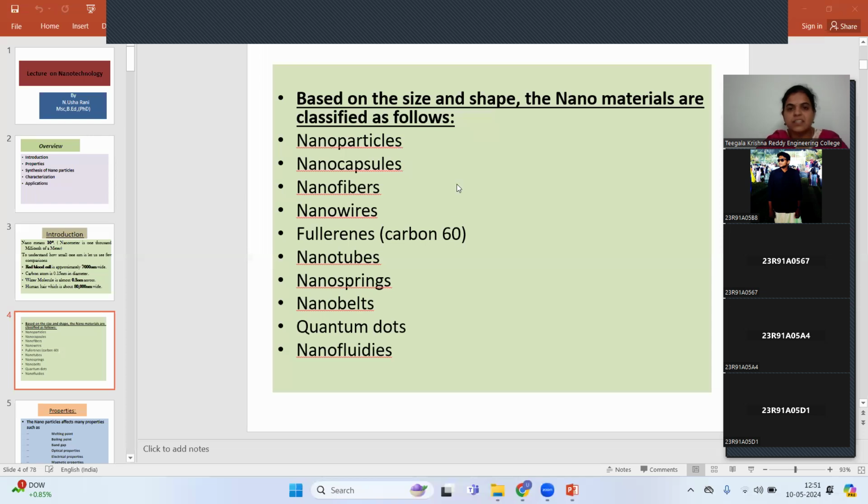Based on size and shape, nanomaterials are classified as follows: nanoparticles, nanocapsules, nanofibers, nanowires, fullerenes, nanotubes, nanosprings, nanobelts, quantum dots, and nanofluids. These are the different types into which nanomaterials are classified based on size and shape.